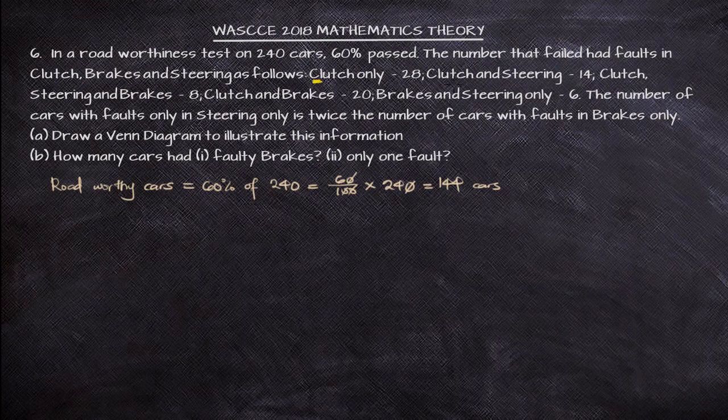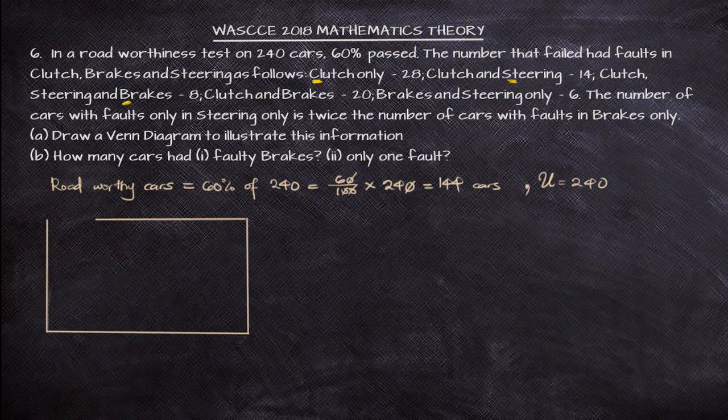If we use the first letter of each fault, we can use C for clutch, S for steering, and B for brakes. Then the total number of cars, the universal set in Venn diagram set theory, we can take to be 240. We have U is 240. So now we can go ahead and draw our Venn diagram.